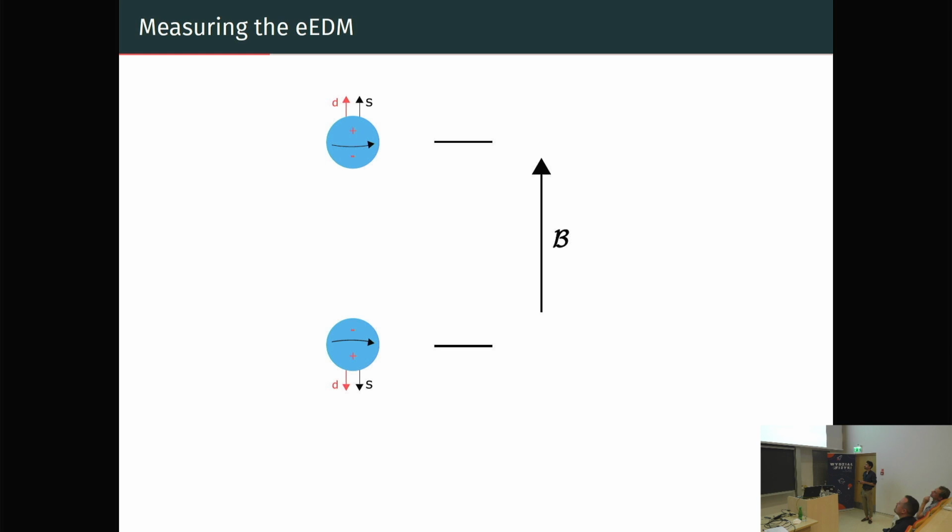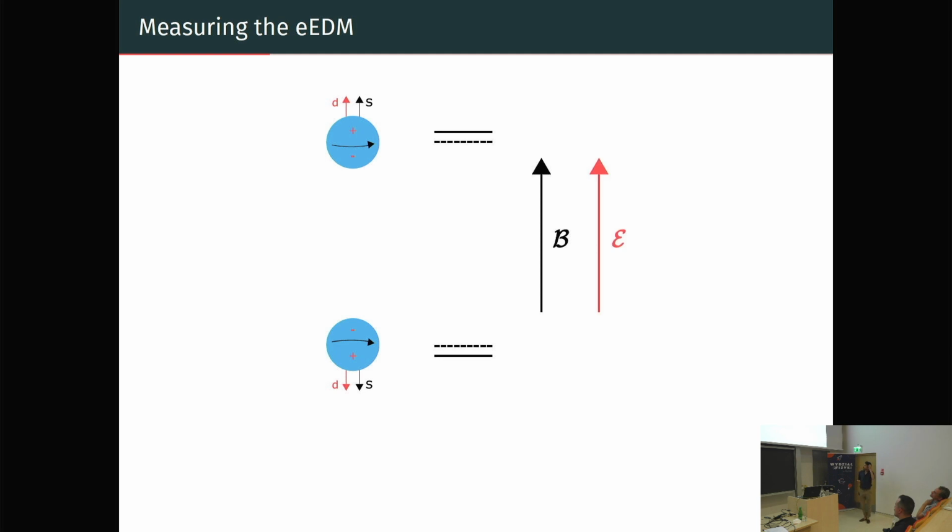The basic idea of doing an EDM experiment is you take your electron, which is a ball of, everyone knows electrons are blue, and you put your electron in a magnetic field, and that splits the two spin projection states, right? So you have some energy difference between them. In this toy model of an electron EDM experiment, you can imagine measuring this energy difference by driving a transition between them using an RF field or something like that.